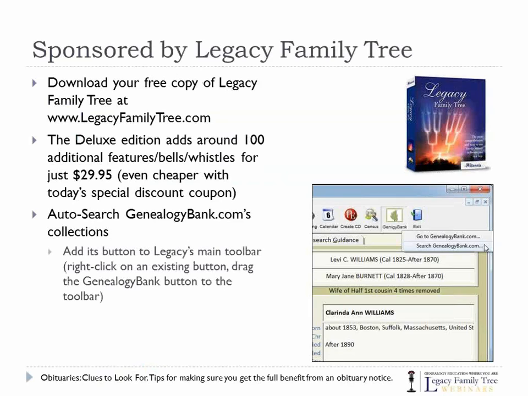Now, last week I showed you the new Census button here in the main toolbar. You can kind of see it here in the upper right. Just to its right is a Genealogy Bank button that I added to my toolbar yesterday, which will let you search all of the newspaper collections at Genealogy Bank. This, of course, is an optional button, but after listening to Tom's suggestions today, you might want to add it for quick reference. Just right-click on any button in your toolbar and drag it to the top. And if you haven't yet downloaded Legacy, give it a try for free or upgrade to the Deluxe Edition.